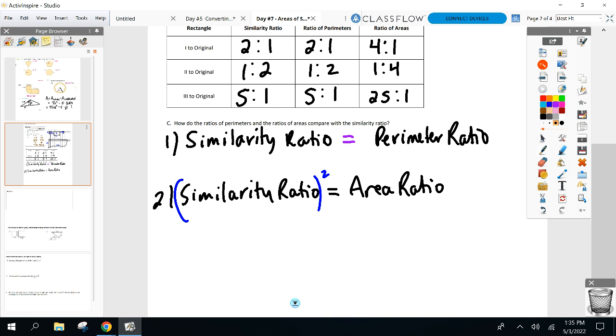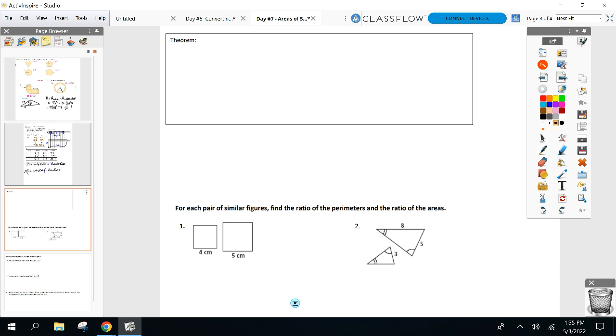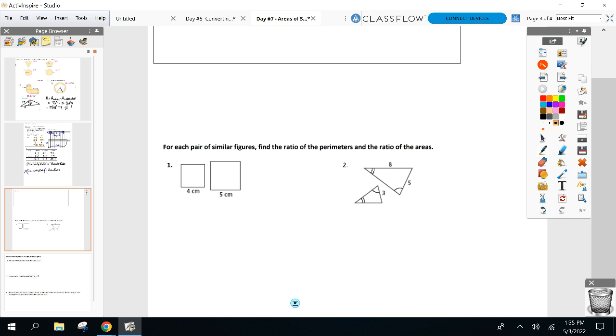Questions before we start tackling this? All right. There's a theorem box on the next page underneath your graph, but we just wrote it in. All right, part C, that was your conclusion. We don't need to write this again. All right, let's try this out, now actually using figures.